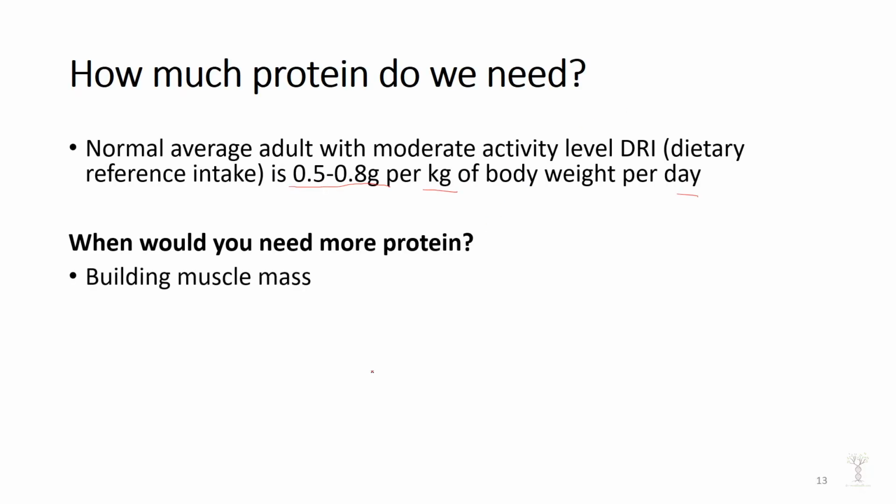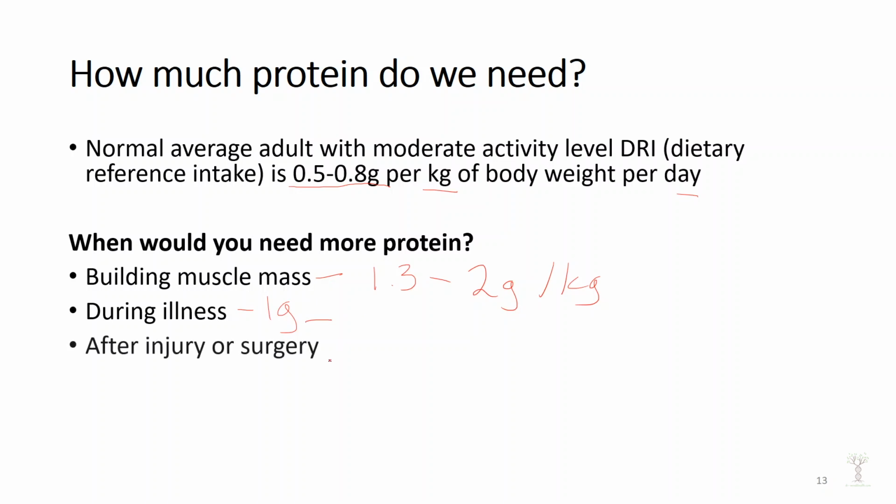When do you need more protein? You need more if you're trying to build muscle, if you're working out, and you might need somewhere around 1.3 to 2 grams per kilogram per day. If you're sick, making all of those immunoglobulin molecules by your immune system requires a lot of protein. So if you're sick, you need extra protein. If you have an injury, you've sprained your ankle, or you have surgery, you need your appendix removed, you need extra protein to repair all of those tissues.